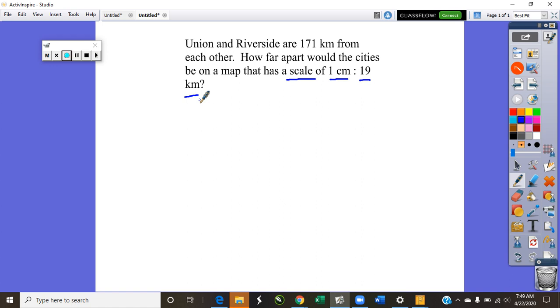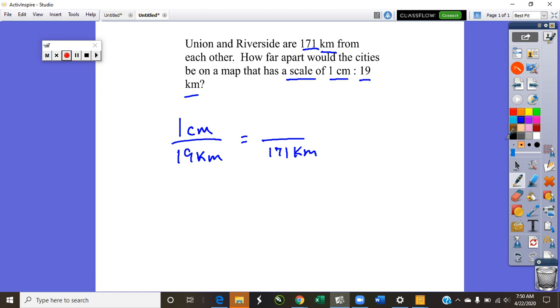Okay, so last time we were taking what's on the model to find the real life measurement. This time we're taking the real life measurement to find what's on the model. But we know that we have a scale for every 1 centimeter. In real life, it equals 19 kilometers. Okay, now let's look at the other measurement that we have. We have 171 kilometers. So that, remember, we're going to keep the kilometers on the same level. So that 171 is going to go down here.